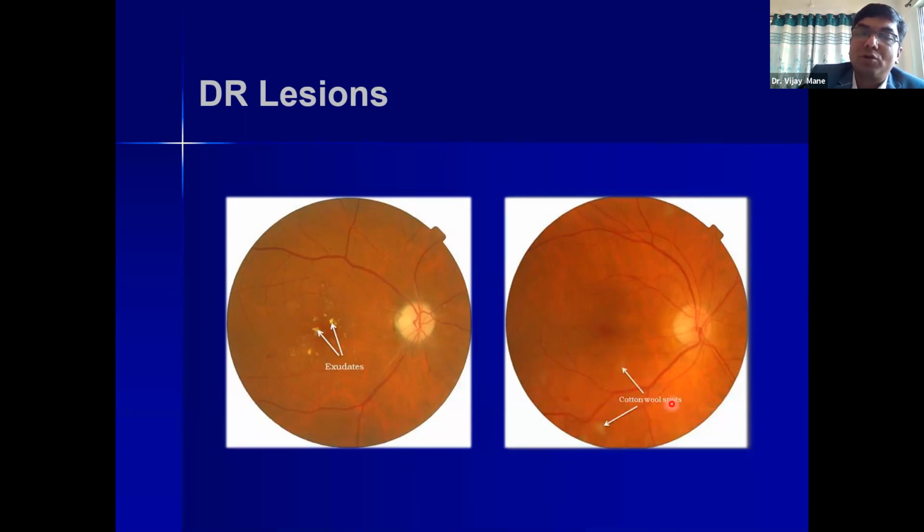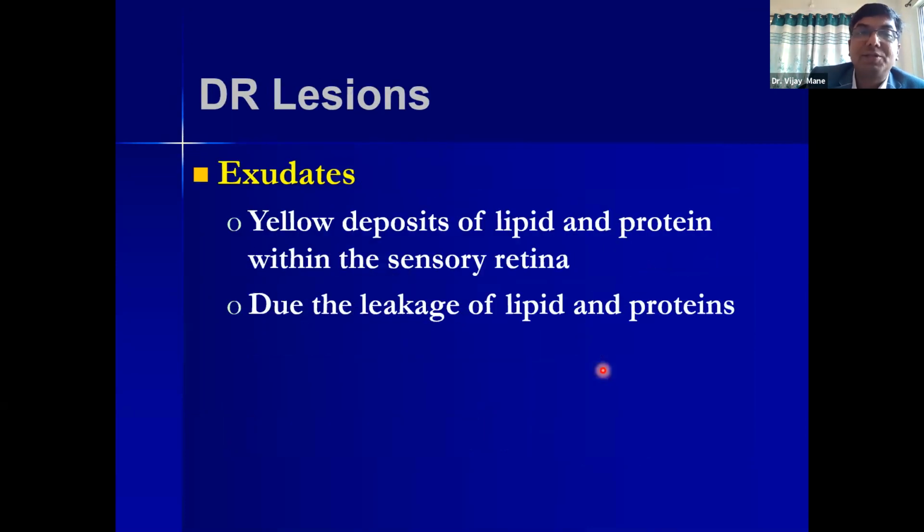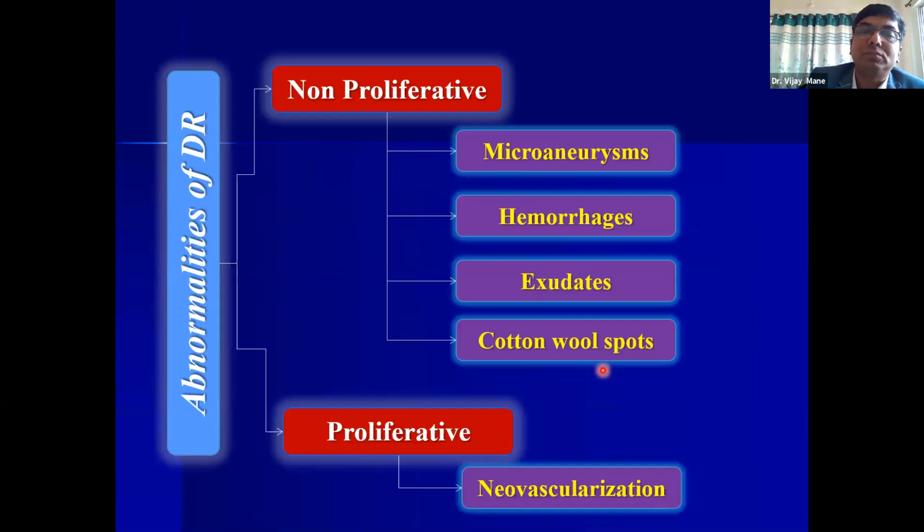image of this cotton wool spot can be detected. For the detection of these lesions, you can go for automatic detection of these exudates. You can go for automatic detection of these cotton wool spots, or for the grading, these lesions have to be found.